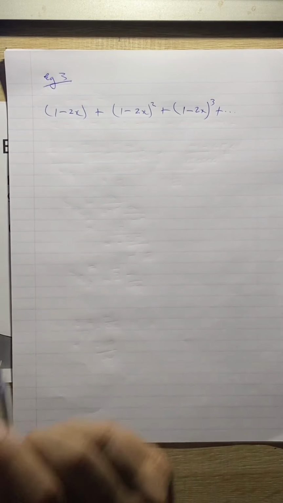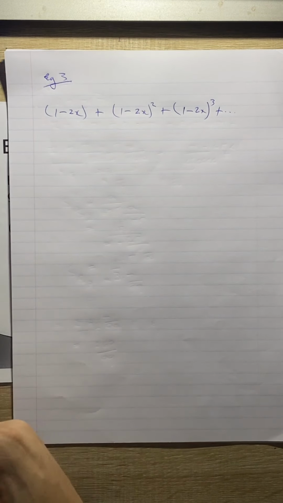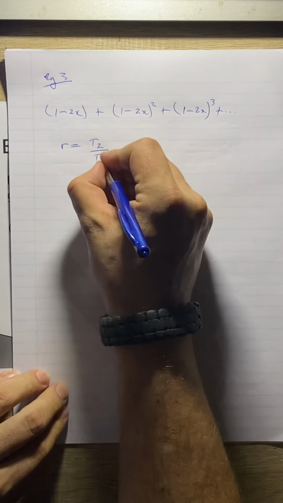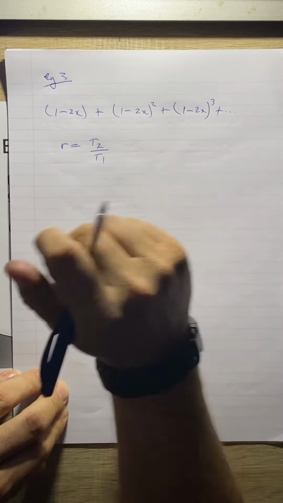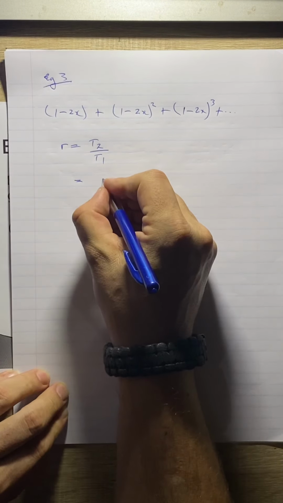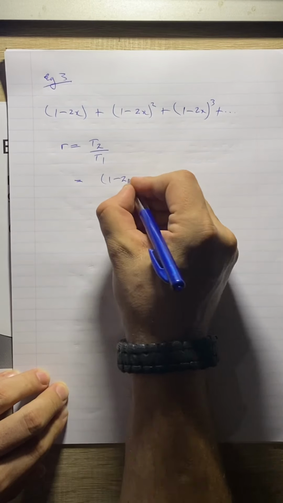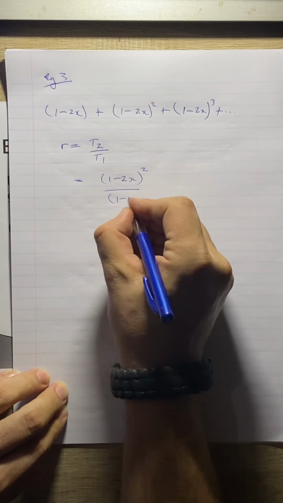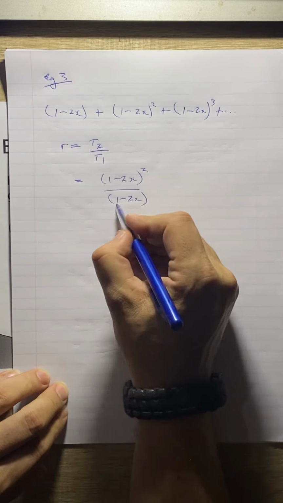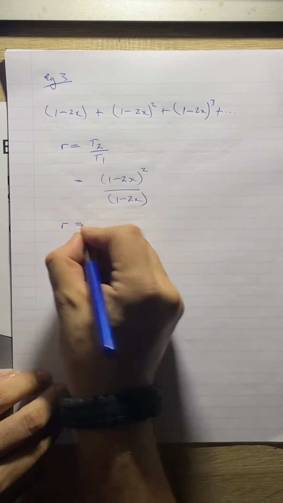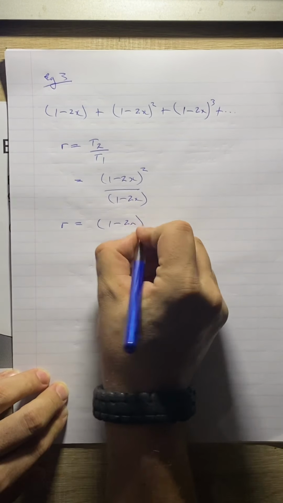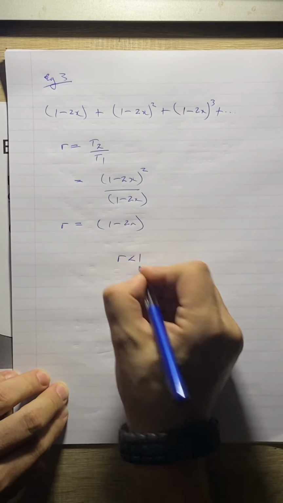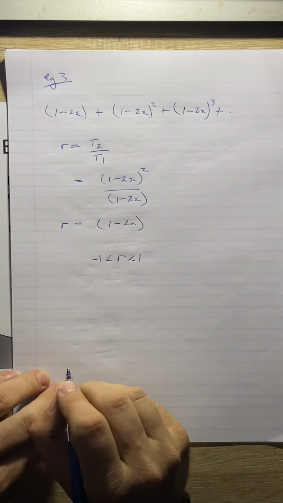Okay, so we need to find out what x value will make this converge. First of all, I'm going to find our r value, and in order to find it, we take t2 divided by t1, or we could take t3 divided by t2. It'll give us the same answer. So t2 is (1 minus 2x) squared, and our t1 is 1 minus 2x. One of these will cancel with one of those, and we get our r value to be 1 minus 2x.